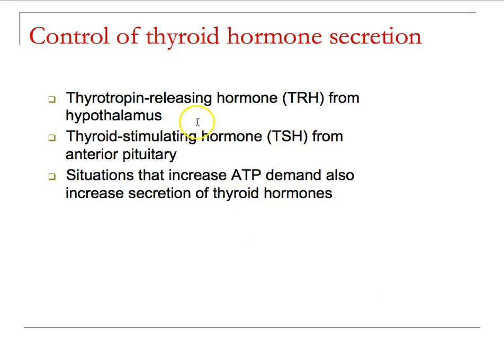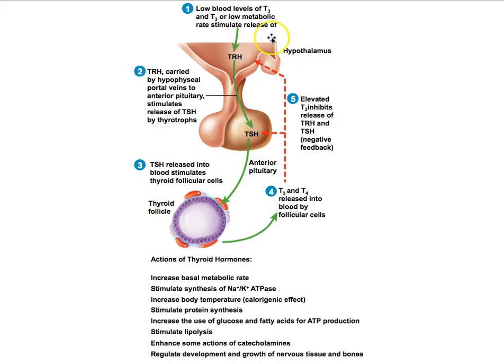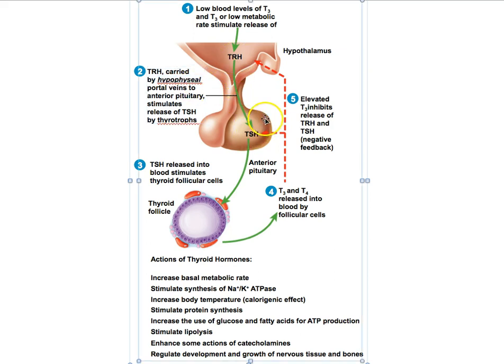Thyrotropin releasing hormone from the hypothalamus stimulates thyroid stimulating hormone from the thyrotrophic cells, which is going to increase ATP demand. So it's going to increase the amount of thyroid hormone inside the bloodstream. Let's see the prettier picture inside your textbook. Low levels of T3 or T4 or low metabolic rate, sort of like right before you wake up in the morning, increase the amount of thyroid releasing hormone. Here, remember, they said you're going to use the hypophyseal portal veins to deliver thyroid releasing hormone.